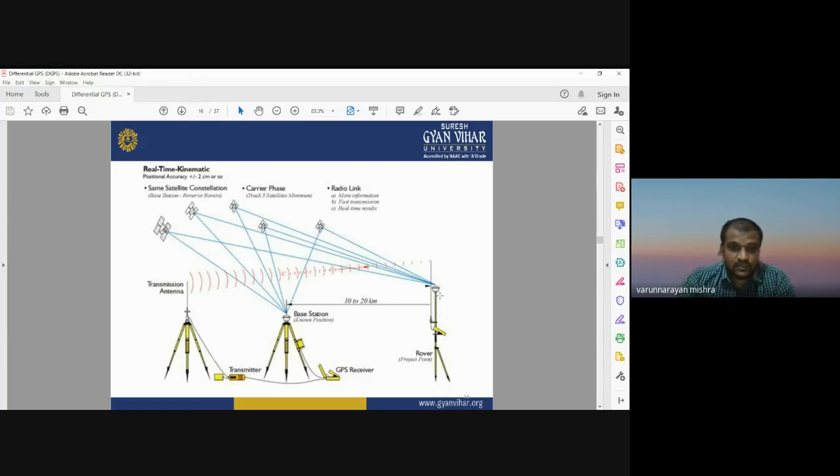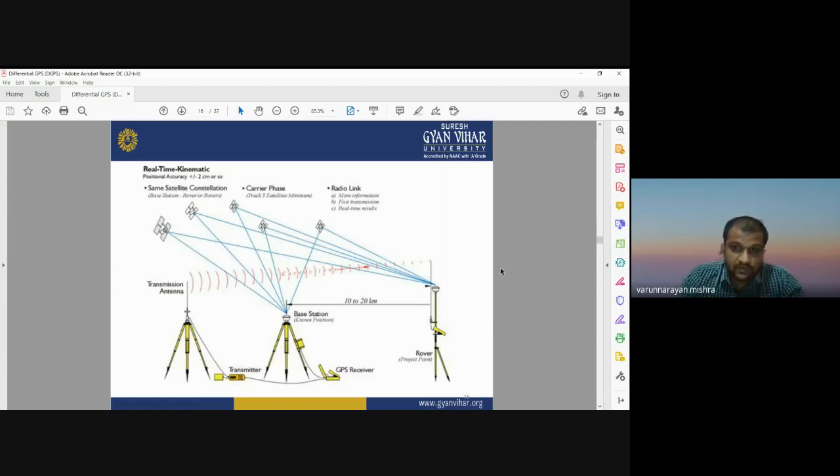Okay, so it is very easy, but it requires some communication between the base station and rover station. Okay, and radio communication is important. In case of tall buildings, there may be a problem during the transmission of the data from the base station to the rover station. But it is very much efficient. It is very quick, and you can get the real-time data sets in the field.